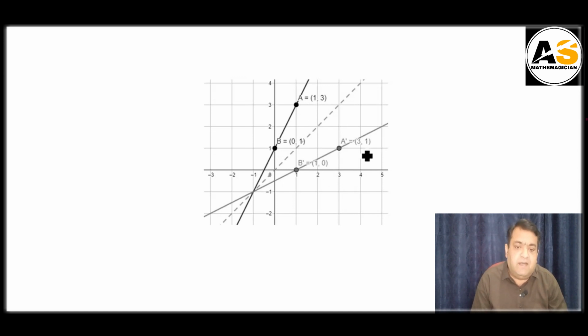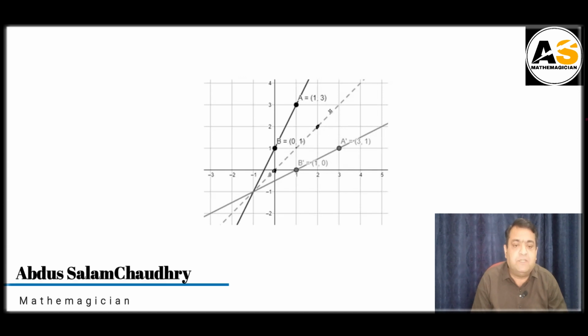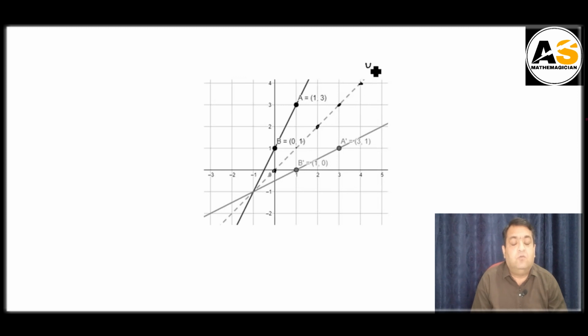This is the line y is equal to x. It passes through the origin. This point is 0, 0, this point is 1, 1, this point is 2, 2, this point is 3, 3, this point is 4, 4. The equation of the line is y is equal to x. At every point, y and x are equal.